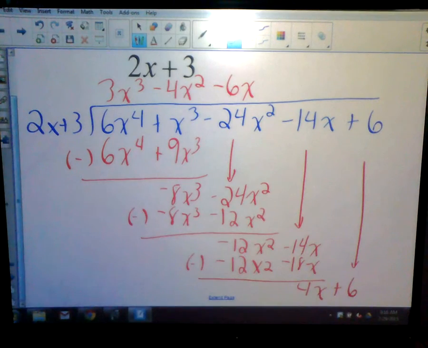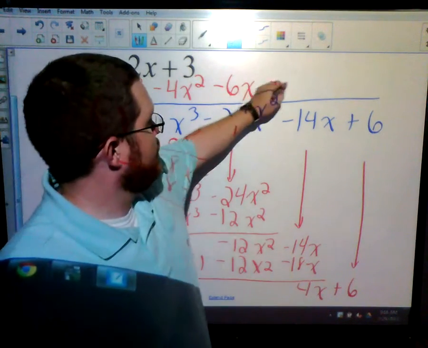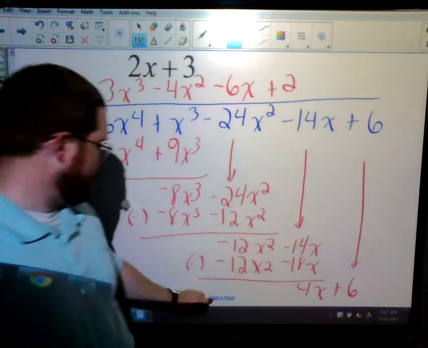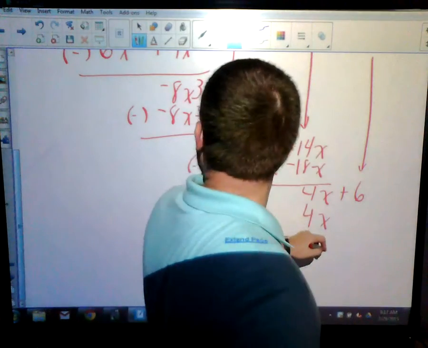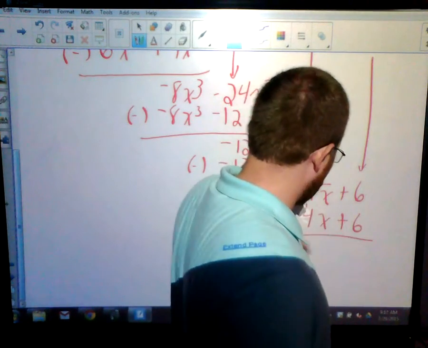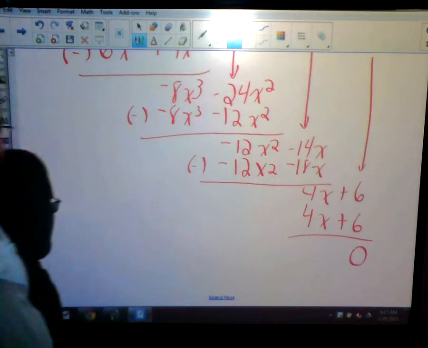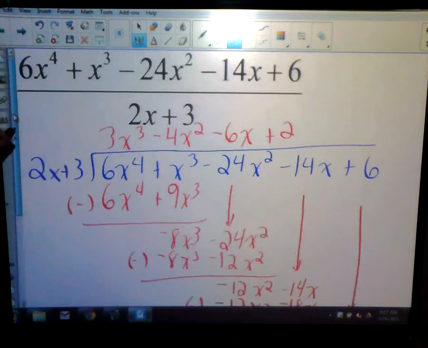4x divided by 2x is 2. 2 times 2x is 4x, and 2 times 3 is 6. No remainder this time either. So what's my answer? 3x cubed minus 4x squared minus 6x plus 2. No remainder to worry about.